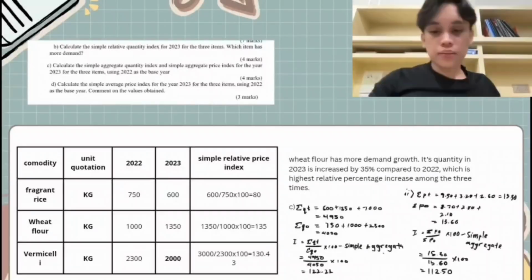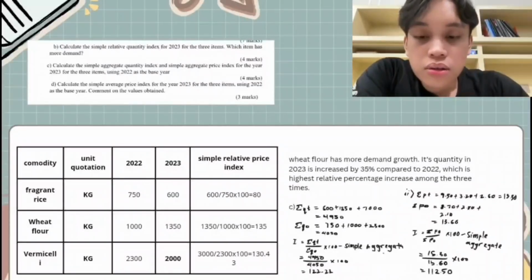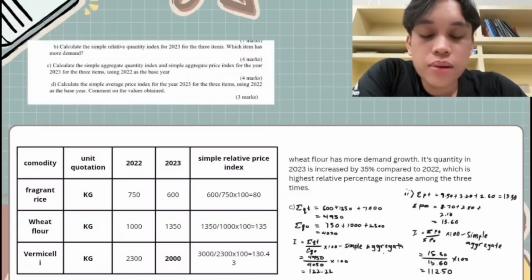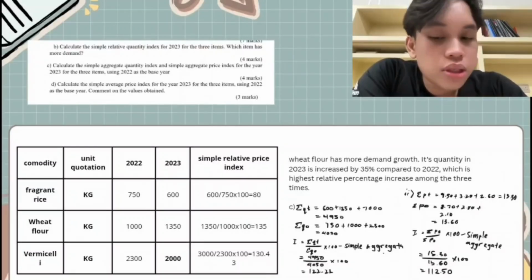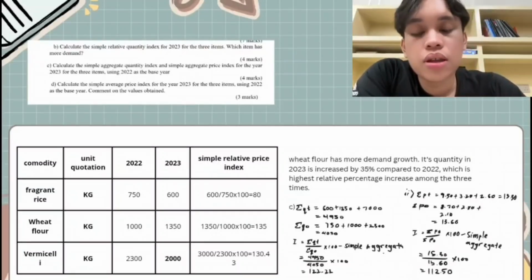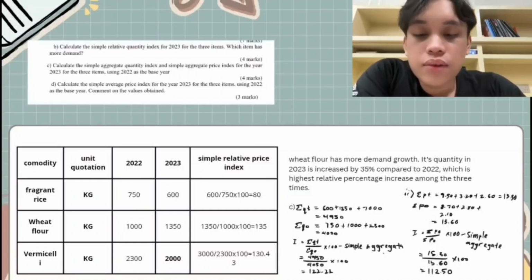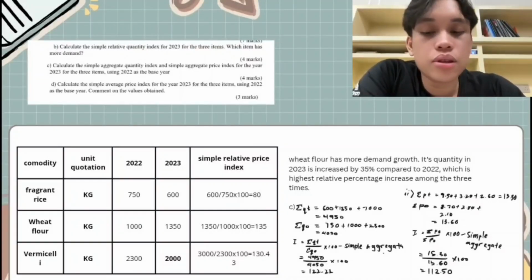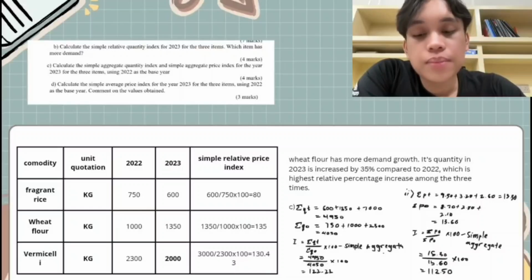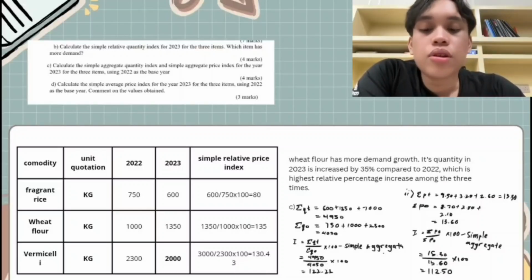Next, calculate the simple aggregate price index. First, add all prices. Total price in 2023 equals 9.5 plus 3.2 plus 2.6, which equal 15.30. Total price in 2022 equals 8.7 plus 2.8 plus 2.1, which equals 13.60. Now divide 15.30 by 13.60 and multiply by 100. The answer is 112.50. This means the overall price level increased by 12.5% from 2022 to 2023.